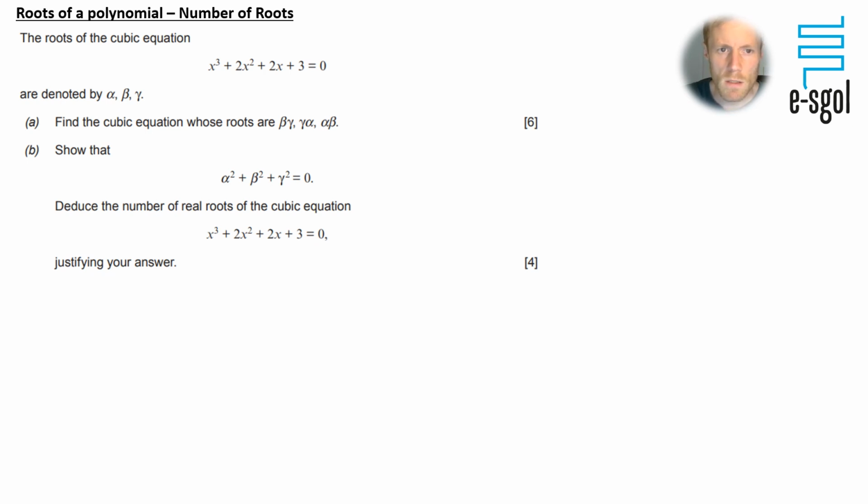Okay, just to end then, we're going to have a look at the number of real roots of an equation, because that is quite a common question. So we've got an equation given to us, and it tells us that the roots of the equation are given by alpha, beta, gamma. Find the cubic equation whose roots are, and then it's some kind of amalgamation of all those roots. Now, because we've done a question very similar to that, I'm not going to go through that question. You might like to pause the video and just try that part yourself, part A.